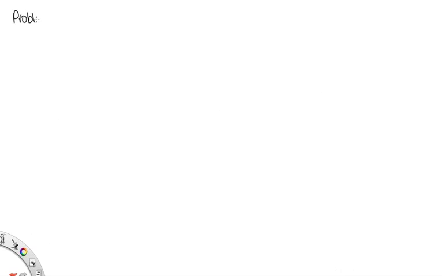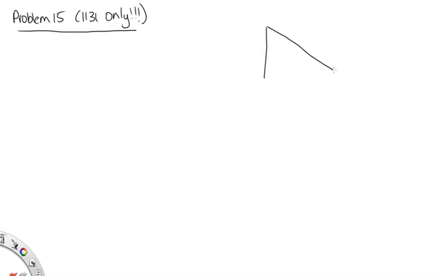Problem 15, which is a 1131 only problem. In this problem, we've got an inclined plane. It's inclined at an angle theta equal to 30 degrees. We've got a pulley here, and this pulley we're not told is weightless. It's actually got a mass equal to M, and it's got a radius equal to 0.1 meters. So we can't ignore this pulley as we usually do.